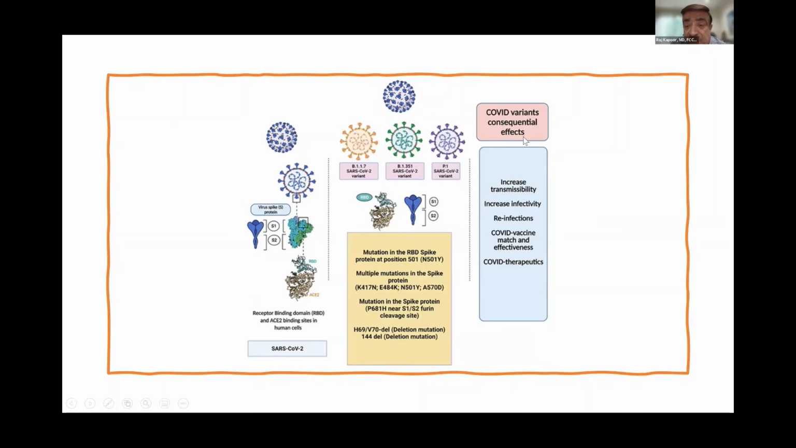So when a variant is formed, there's a consequential effect of increased transmissibility, increased infectivity, possible reinfections, and the COVID vaccine match and effectiveness is decreased. And also it affects the COVID therapeutics. So when a variant spreads very fast, it will cause more infection. But again, the more transmissible the virus, the less virulent it usually is, because if it is a very virulent variant, it is going to kill the host, and the spread will be less because the host will also die with the virus.